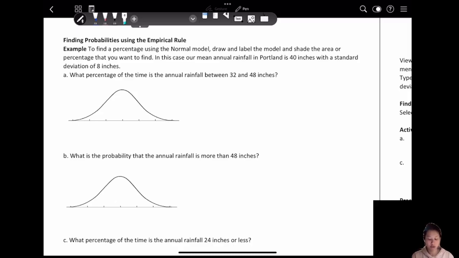So what percentage of the time is usually the rainfall between 13.2 and 48? So now let's label it. We know that the center, which is the mean, is going to be 40 inches. And then 1 standard deviation means we need to add 8, which gives us 48. And then we subtract 8, we get 32. So within this area, we call it within 1 standard deviation.